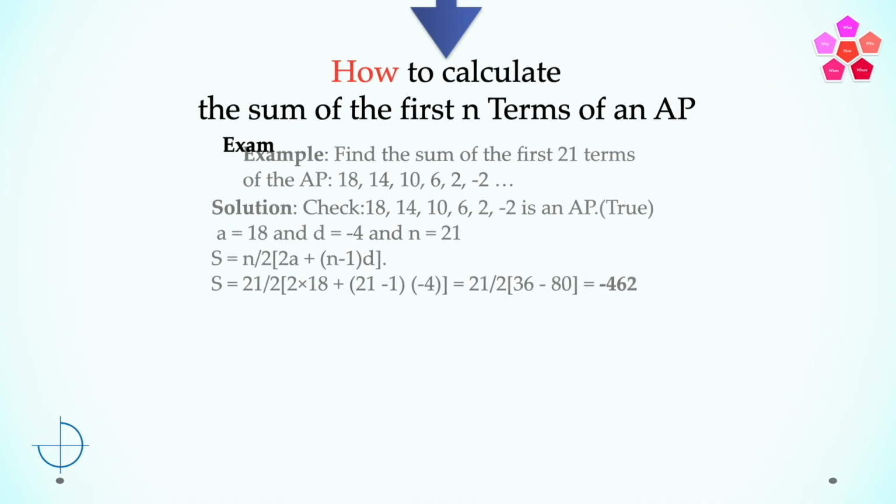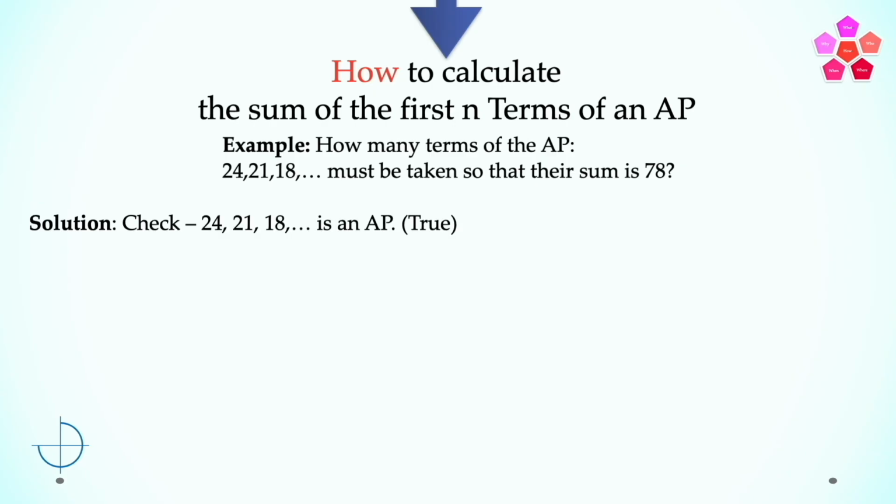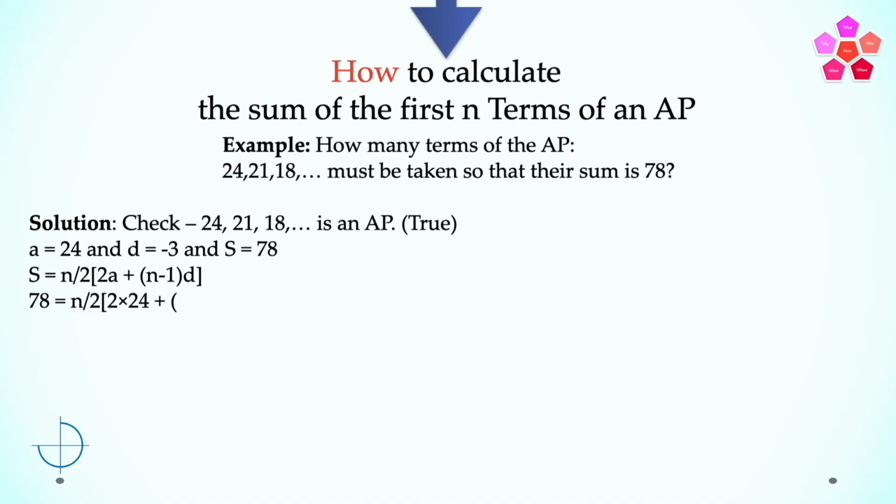Let's take another example. How many terms of the AP 24, 21, 18 must be taken so that their sum is 78? Solution. Let's label what we have. a is equal to 24, d is equal to minus 3 and the sum is equal to 78. So Sn is equal to n by 2 multiplied by (2a plus (n minus 1) multiplied by d). So we insert the values. 78 is equal to n by 2 into (2 into 24 plus (n minus 1) into minus 3).